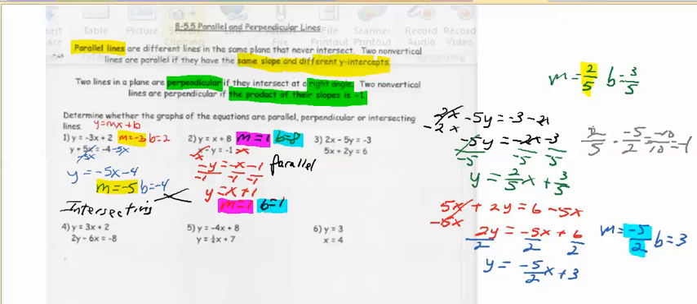Or maybe you're more comfortable with cross-canceling. I can cancel the 2 and the 2. They become 1s. The 5 and the 5, they become 1s. So 1 times negative 1 is negative 1, and then 1 times 1 is 1. So this has a value of negative 1 when you multiply it. So therefore, this third one is perpendicular. This line is perpendicular.